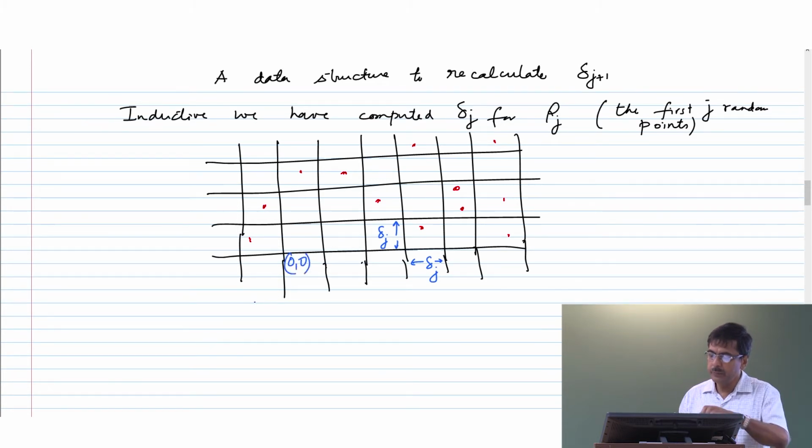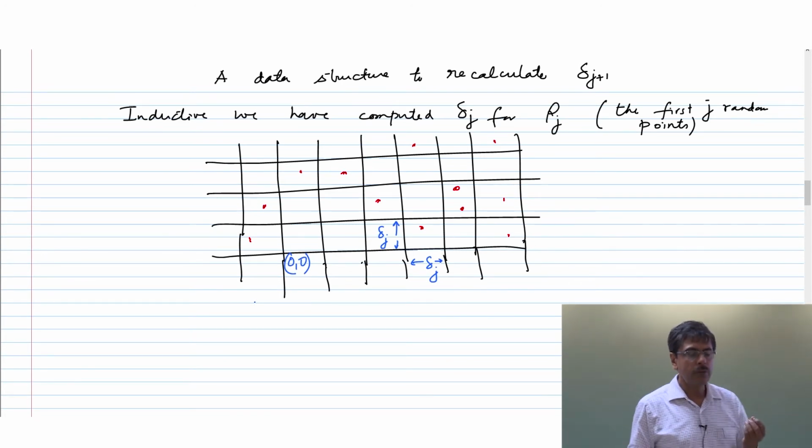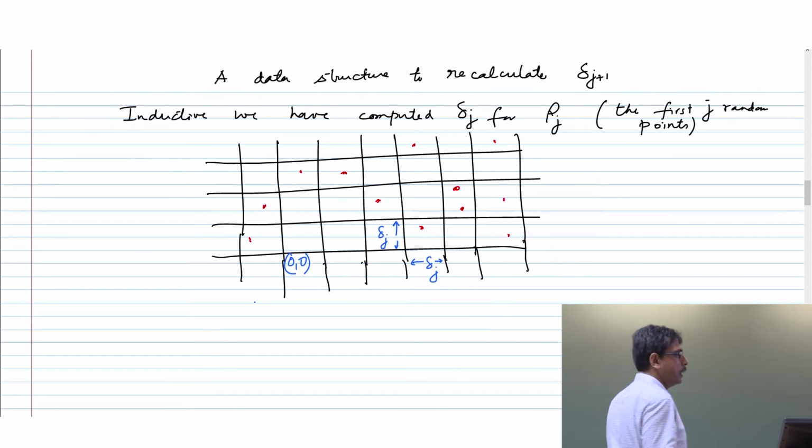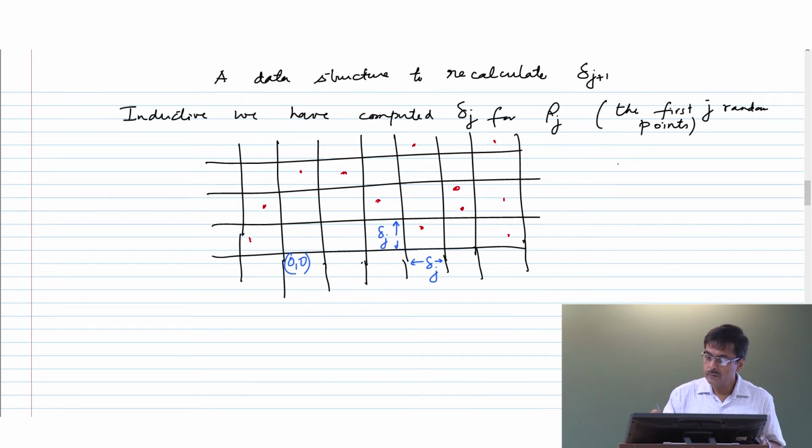So, the grid is defined with respect to this origin, and these points in Pj will fall into one of the cells of this grid. Most of the cells, of course, will be empty because it is an infinite grid and there are only j points. Now comes the next point. Pj plus 1 comes in. Pj plus 1 can be in one of the cells. So, let us say this is Pj plus 1.